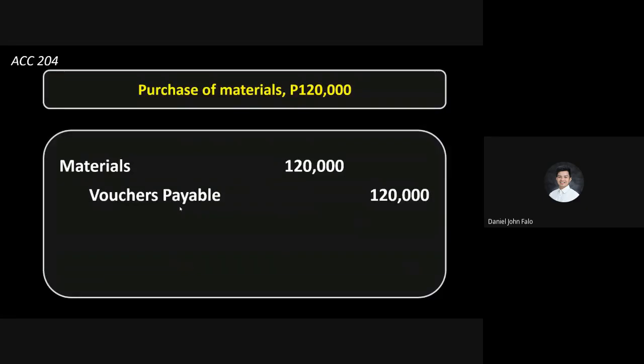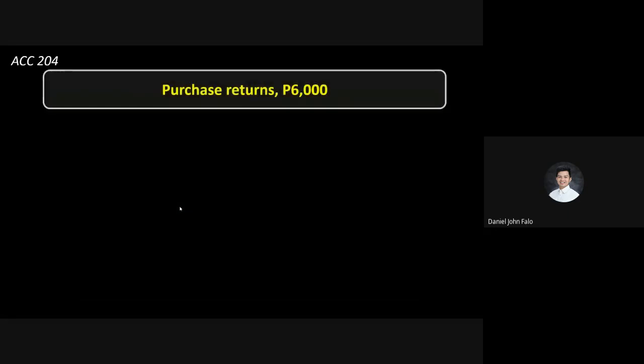So our first transaction is purchase of materials for 120,000. Because we are using voucher system, that would be a credit to vouchers payable, 120,000, and a debit for materials, 120,000. Next.